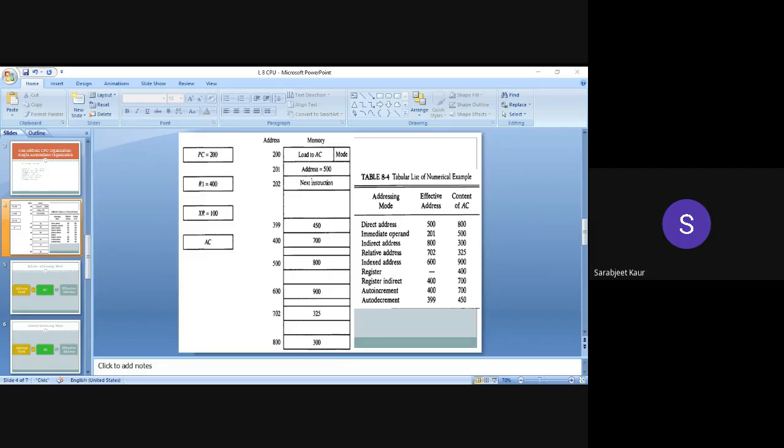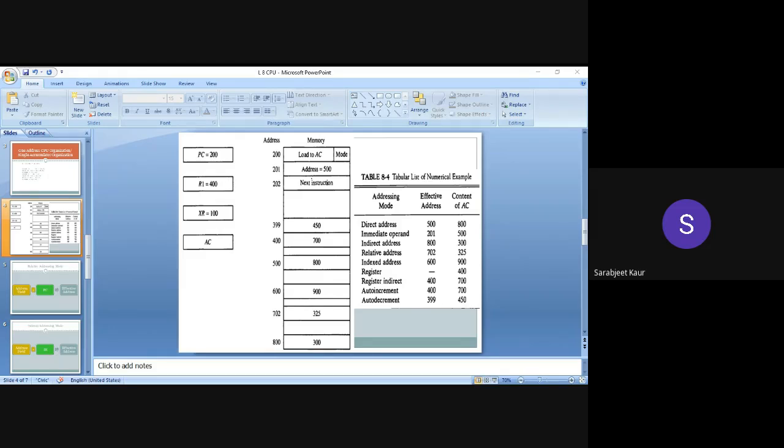Yes or no? Okay, and what will be my operand? Let's go to 702. So the operand is 325. Now the question is, why do we use this relative addressing mode? These are very important addressing modes again: relative, indexed, and then base addressing mode. Why do we use relative addressing mode?